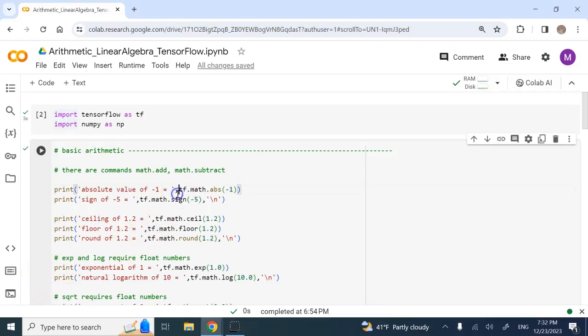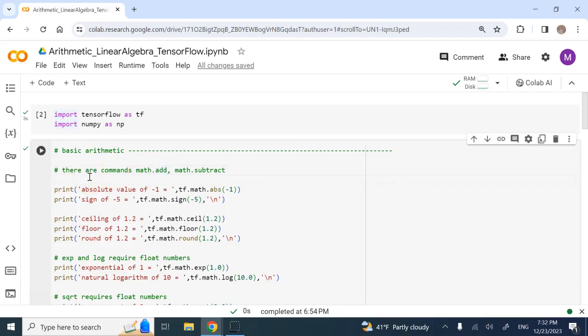Hello everyone. In this third video of TensorFlow, I'm with you with the major functions that you need to know in TensorFlow for arithmetic and linear algebra. So if you want to add or subtract two numbers, there are the commands tf.math.add and .subtract. So you have to go to the library of math under tf TensorFlow to add and subtract, but you can simply add and subtract too, right?